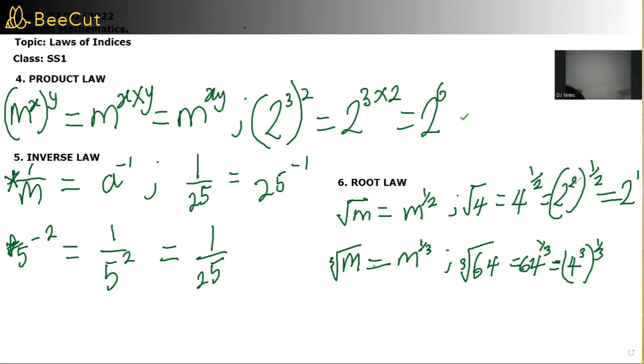Very good. Just like 2 times half gives us 1, then 3 times 1 over 3 will also give us 1. So I can cut 3, 3 cut 3. Then we have the answer to be what? 4 raised to power 1, which is the same thing as 4. Okay? Now, is that clear to you? Yes, sir. Okay, very good.